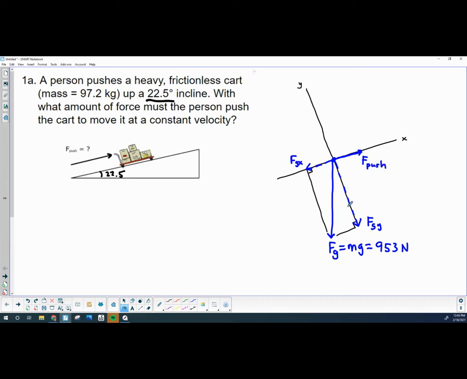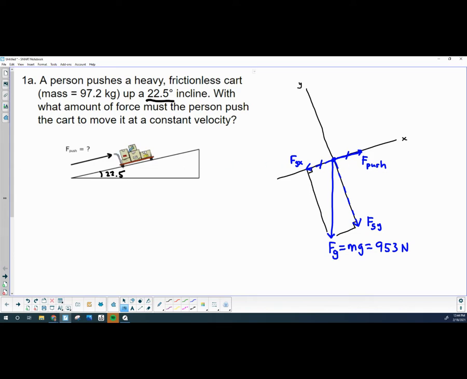And if I'm moving this at constant speed, I can assume that those two forces are equal in magnitude. Otherwise, the cart would be accelerating. If I didn't push it hard enough, the acceleration would be down the ramp. If I pushed it with a bigger force, I would be accelerating it up the ramp. And if I just took away my push, it would accelerate down the ramp because we would have an unbalanced FGX.